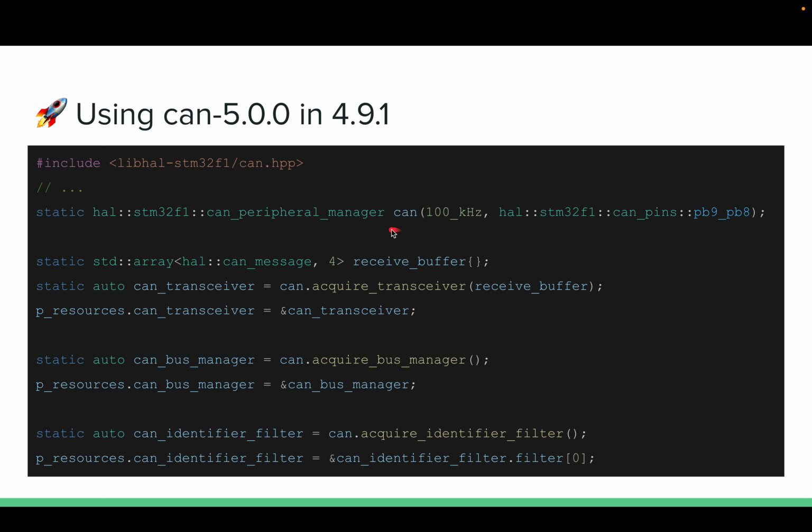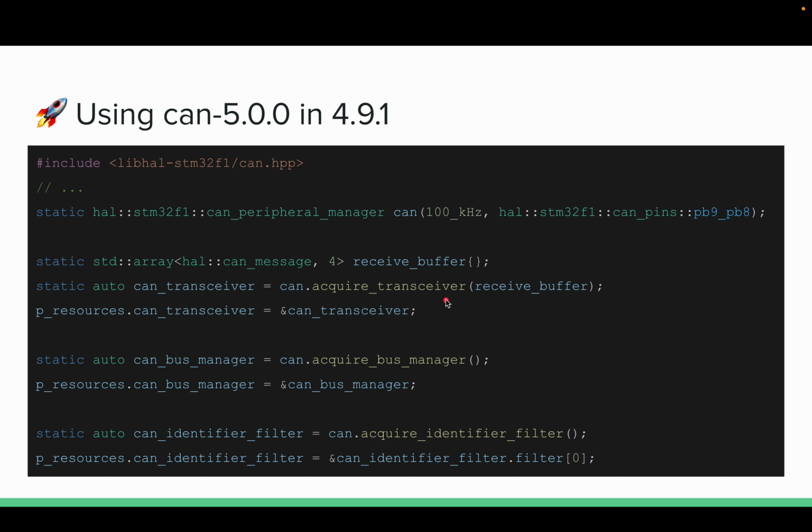So here, the only thing that it really asks for is the baud rate as well as the pins you want to use. In this case, PB9 and PB8. Next up, we want to create a transceiver. Transceivers allow us to send messages and also allow us to scan through the set of received messages and see if there's any that are useful to us. So we create a static array for received buffer messages. In this case, we can store up to 4 messages received over the bus.